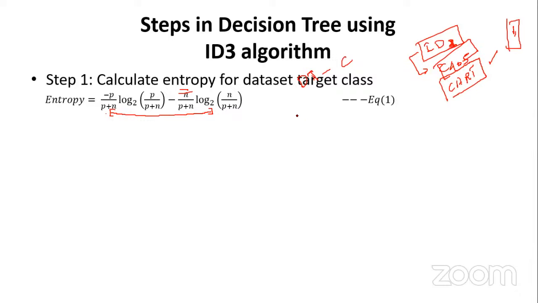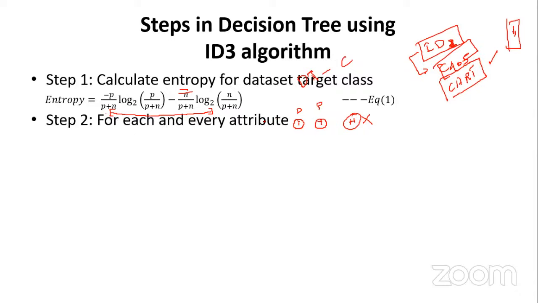Again, I am saying, if I am going to toss two coins, and the first is a tail and the next is a tail, only two tails, the entropy of this is going to be 0, because a head has not occurred. Both are of the same class here. So we'll go with the next one.